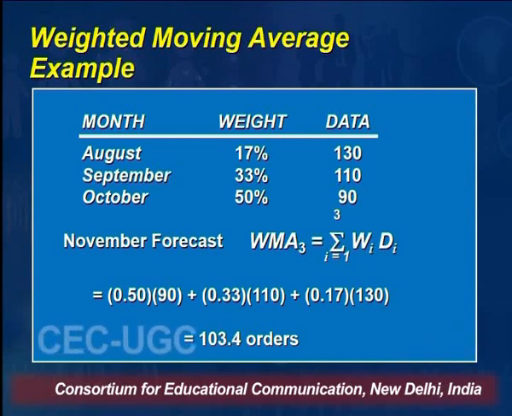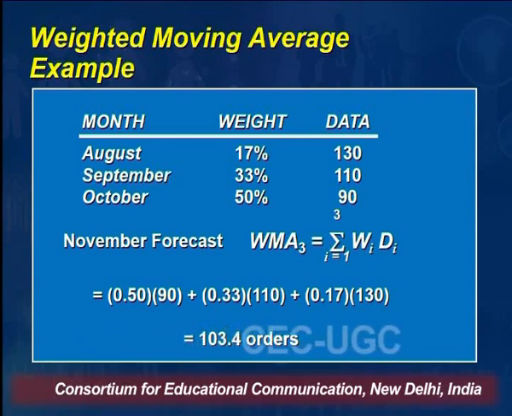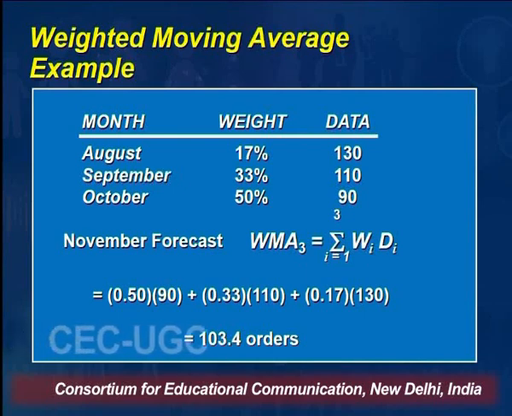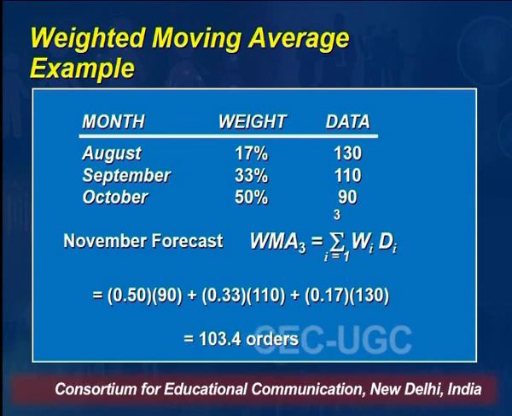So the November forecast, that is the weighted moving average, will be sigma Wi Di. That is, Wi weightage for October is 50%, so you will write 0.5, and demand is 90 for the month of October, plus weightage for September, which is 0.33 into the demand for September, which is 110, plus weightage for August, which is 0.17, that is 17%, into the demand, which is 130. So when you calculate this, it comes to 103.4 orders. So this is the forecast for the November month.